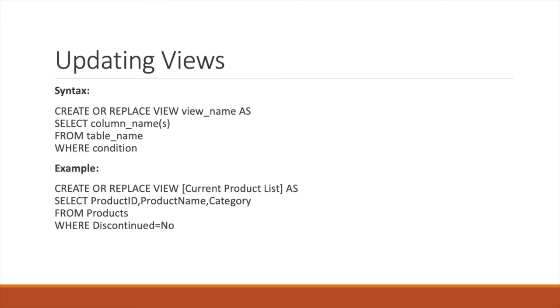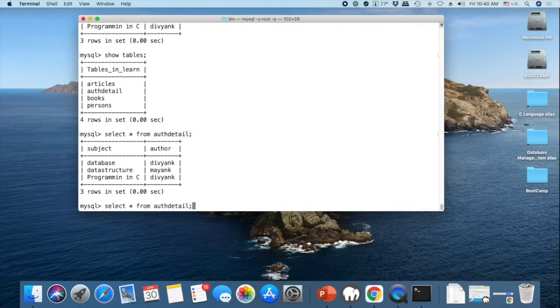You can update the view also. आप उसको अपडेट कर सकते हो. Create or replace view name as select column from table name and where condition. तो अगर आपको लगता है कि you need to change the view, हमें चेंज करना है या रिप्लेस करना है, तो you can create and replace the view.